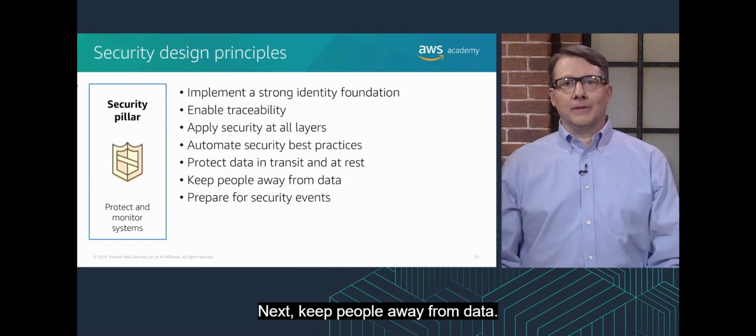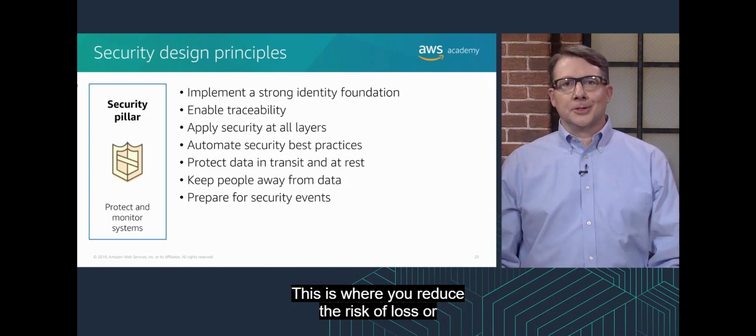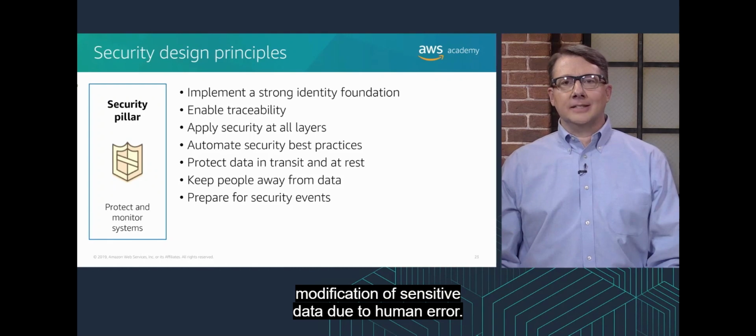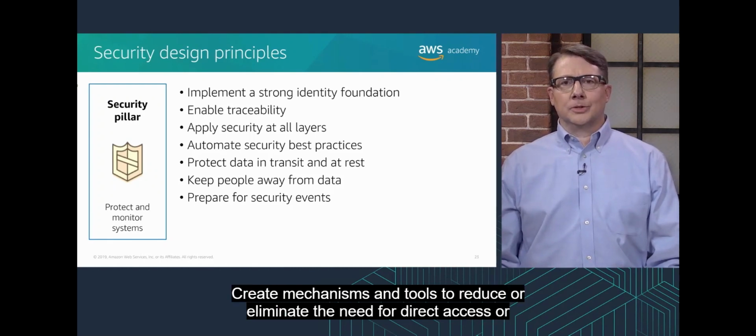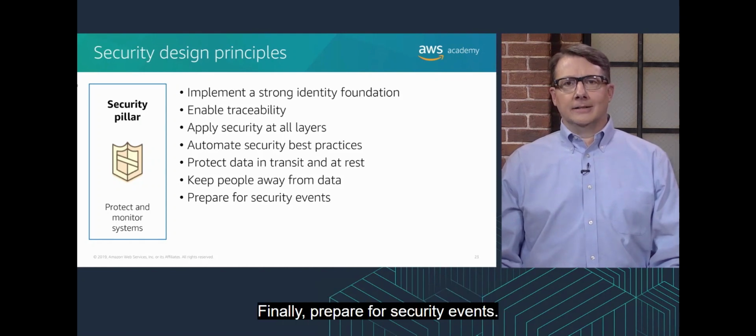Next, keep people away from data. This is where you reduce the risk of loss or modification of sensitive data due to human error. Create mechanisms and tools to reduce or eliminate the need for direct access or manual processing of data.